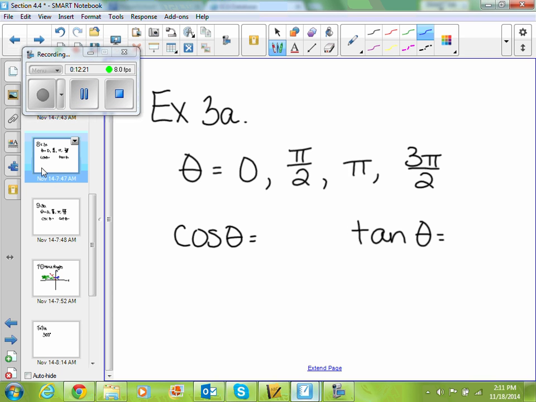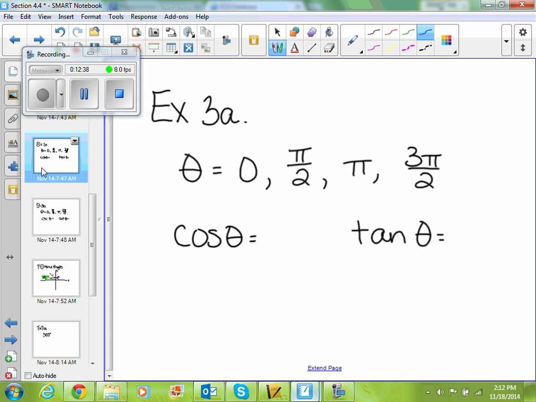I want you to find the reference angles of 0, pi over 2, pi, and 3 pi over 2 for cosine and tangent. The easiest thing for you to do is to use your unit circle, because we've already done all of our reference angles on our unit circle.